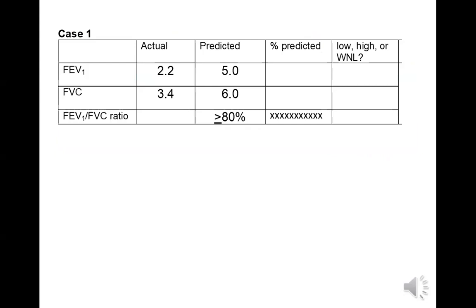So get your calculators ready, please. You can't really eyeball these. You really have to do the math. So here's what you're given. I got to give you the predicted for both FEV1 and for FVC. So here's your actual, what you blew, what you exhaled in the first second of FVC was 2.2 liters. So you divide 2.2 by 5, and what do you get?